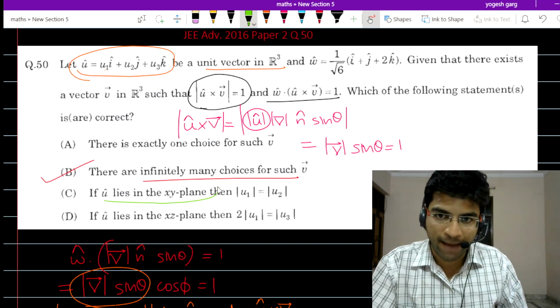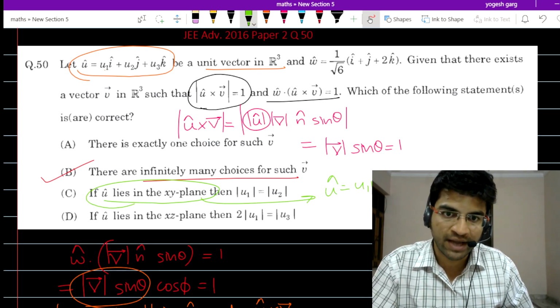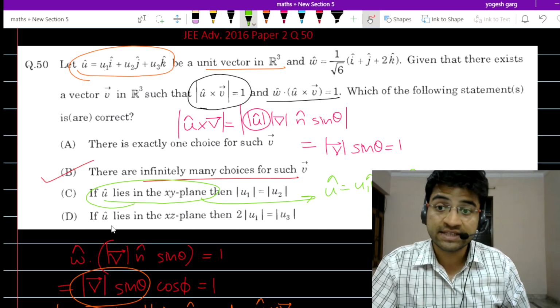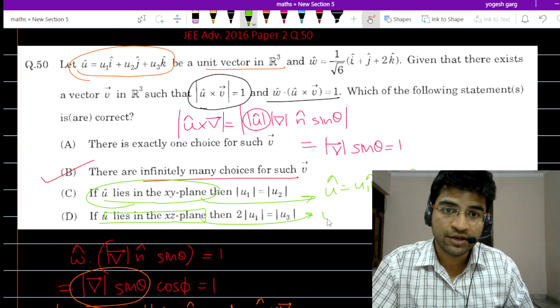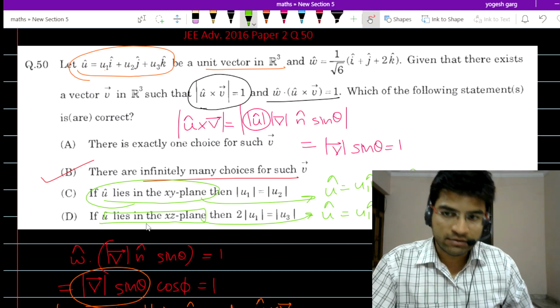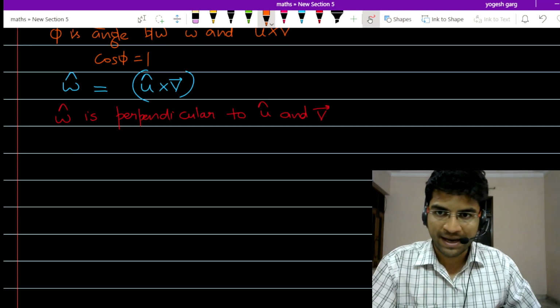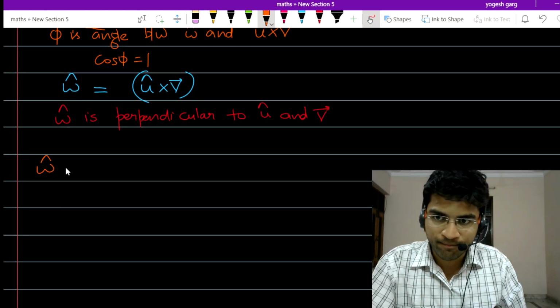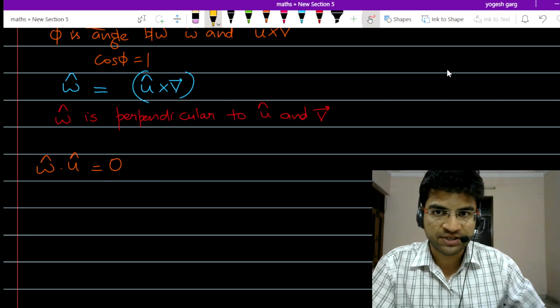So if u cap lies in the xy plane, then u cap should be equal to u1 i cap plus u2 j cap. Fine. Similarly, if u cap lies in the xz plane, then u cap is equal to u1 i cap plus u3 k cap. Fine. Now just think, if w cap and u cap are perpendicular, then w cap dot u cap should be equal to 0.